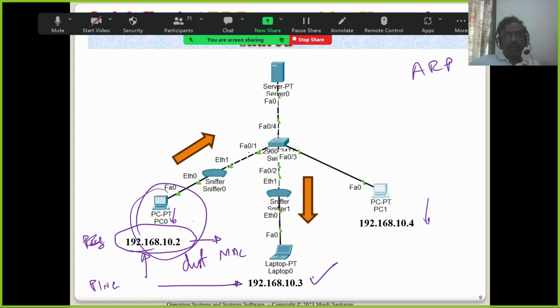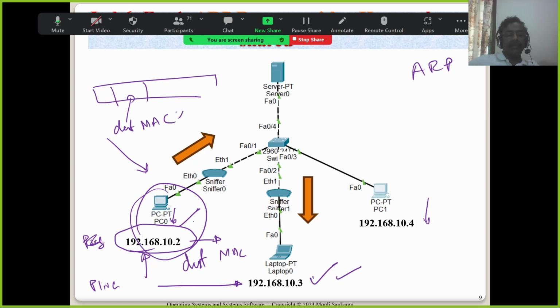I am going to draw on this, please bear with me. I want to ping from this device to 10.4. Now assume I have to create an Ethernet packet with a destination MAC address. I need to fill it, but I don't know the MAC address. What should I do? I have to find it. I have to use the ARP protocol, the Address Resolution Protocol.